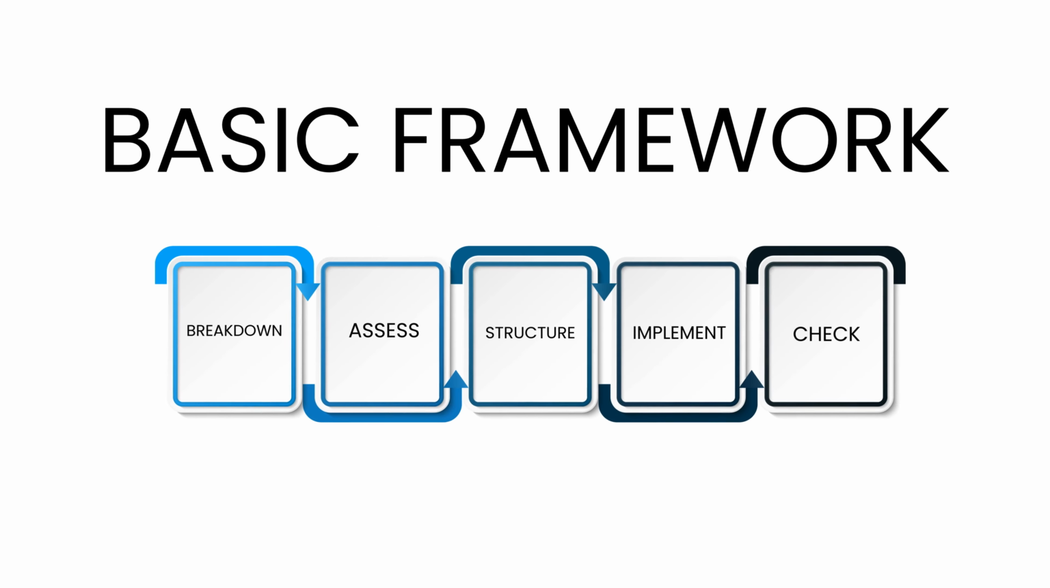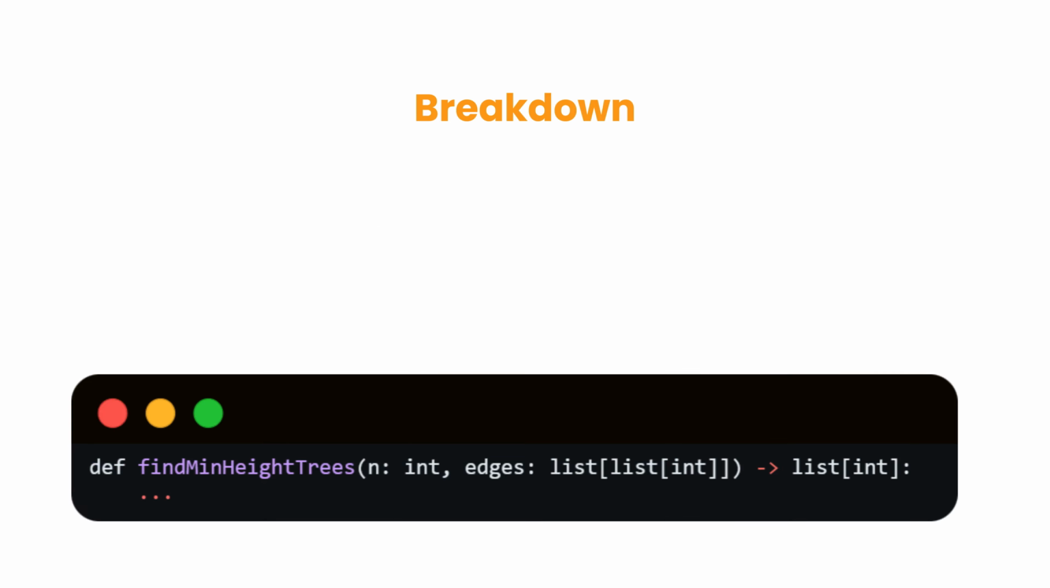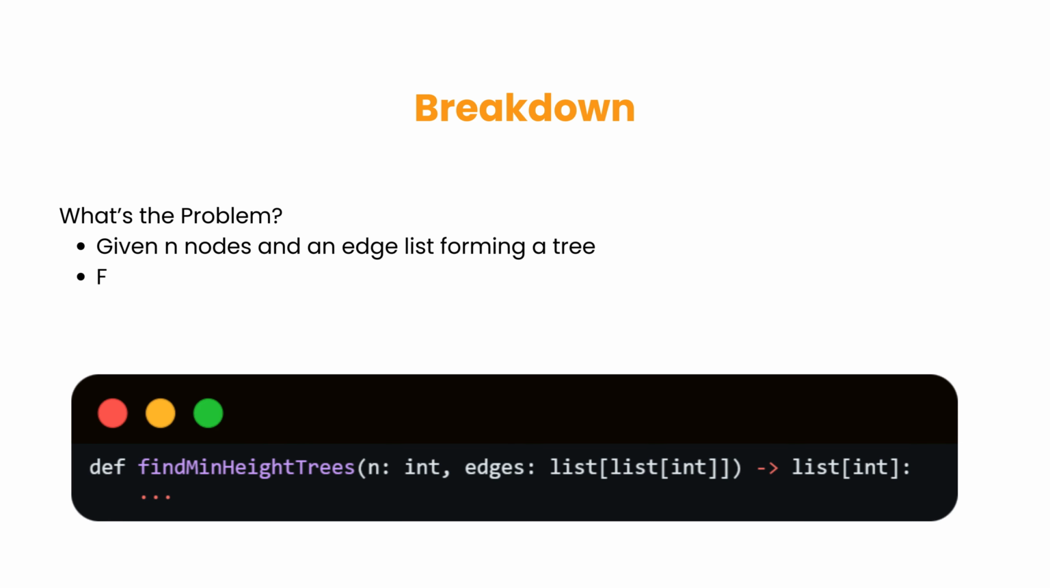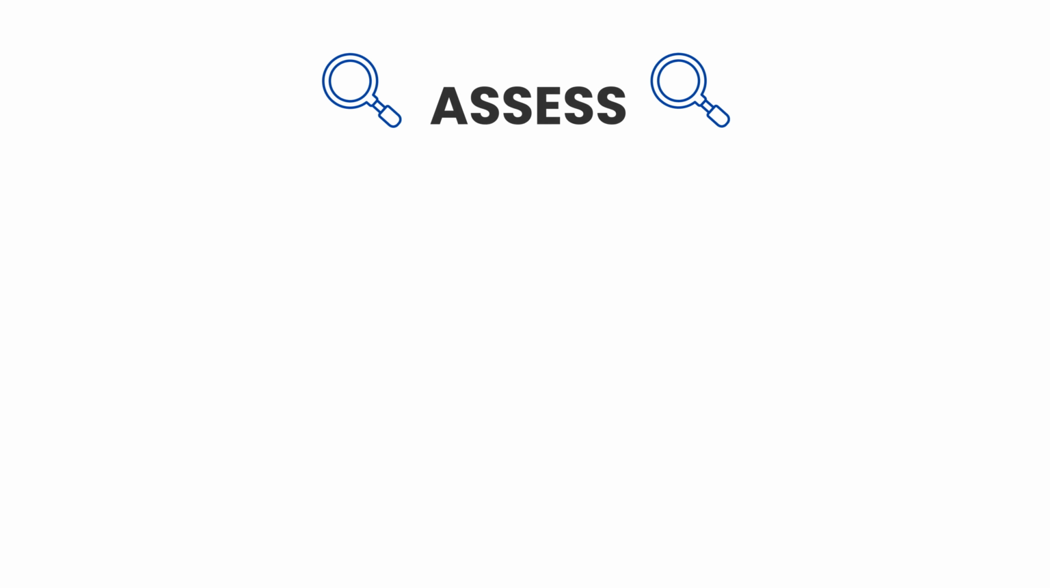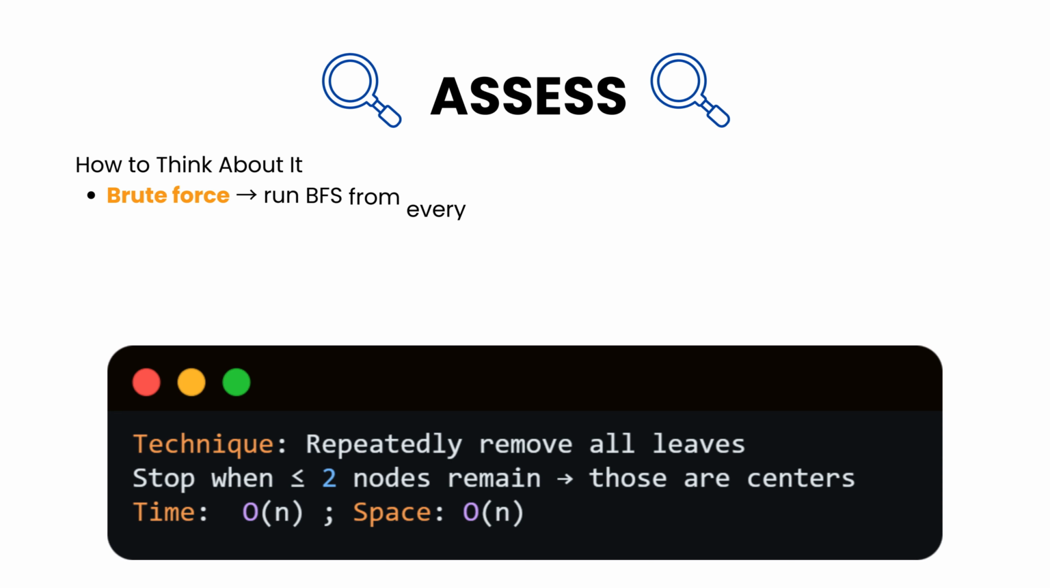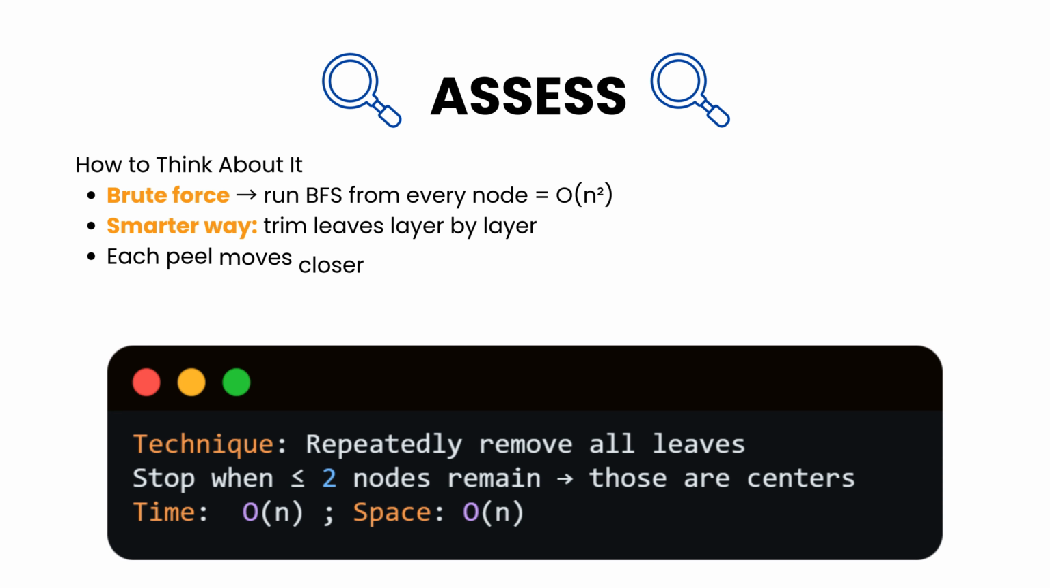Let's attack it with basics. We're given n nodes labeled 0 to n-1 forming a tree, connected and acyclic, and an edge list. We need all node labels that can be roots producing minimum height. A tree's minimum height roots are exactly its centers, 1 or 2. Brute force: run BFS/DFS from each node to compute height, O(n squared).